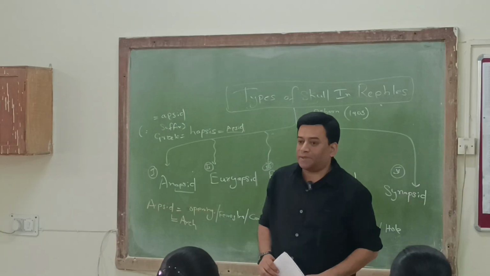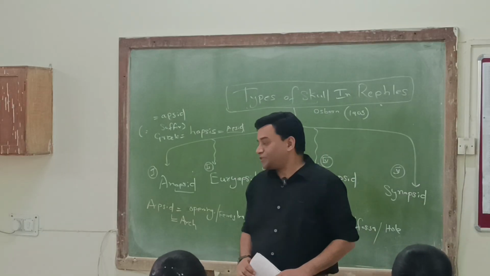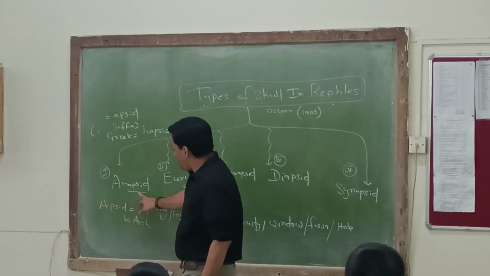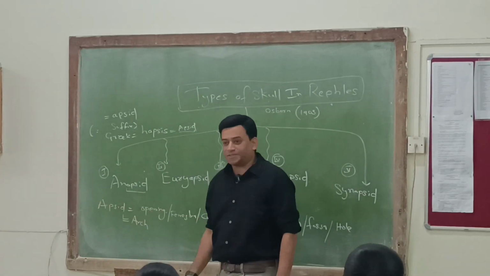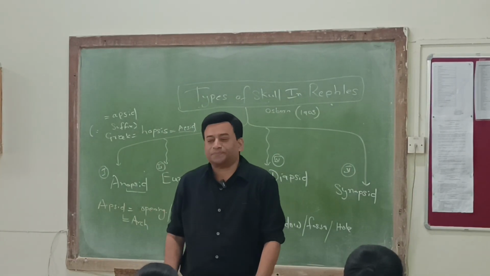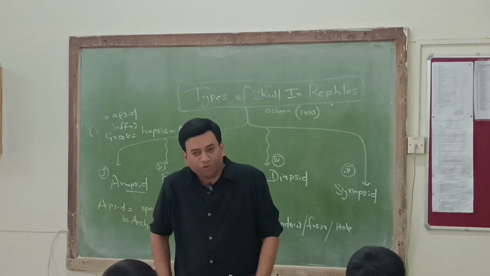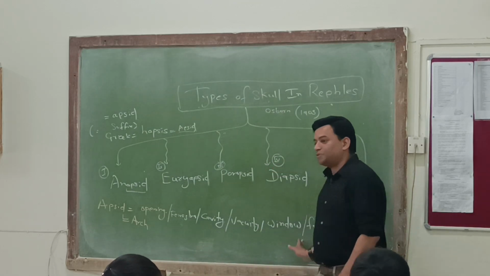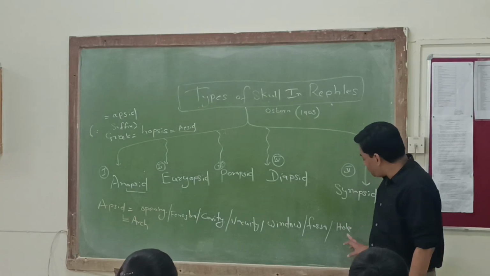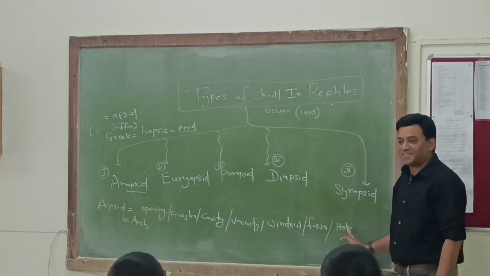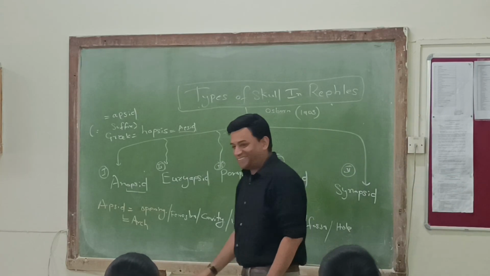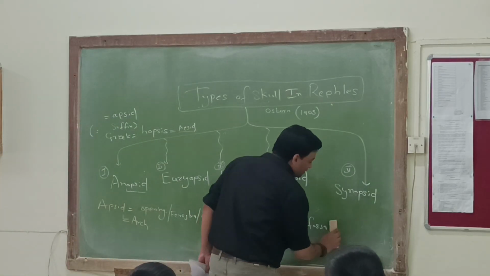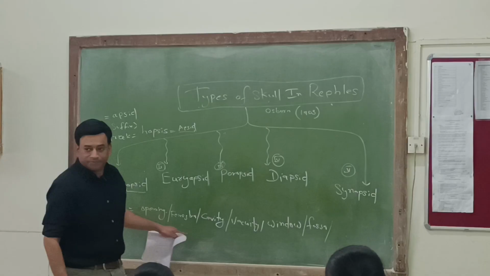They have different types of skull based on what kind of arch they have. So Anapsid: no arch, no opening, no window, no vacuity, no fenestra, no fossa, no hole. Now we will not use the word hole. This is unscientific, so I will rub it. This is just for your understanding. So don't use the hole.